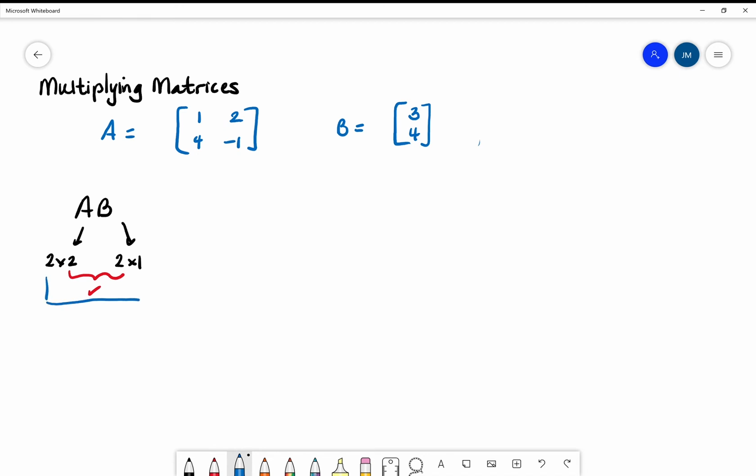So this tells us that it's able to be done. And this out here tells us the dimension of the new matrix. So this means that AB is going to be 2 by 1. Okay, so the way we multiply it together, now I'm going to write it in the traditional way. I'm going to show you a trick for multiplying matrices. So this is how it would normally be written.